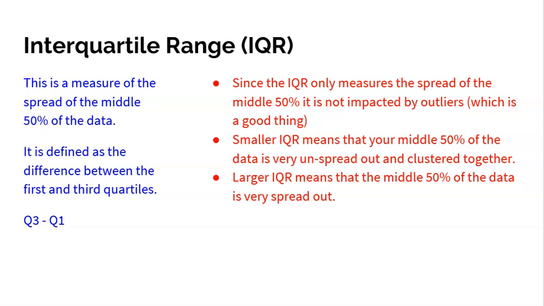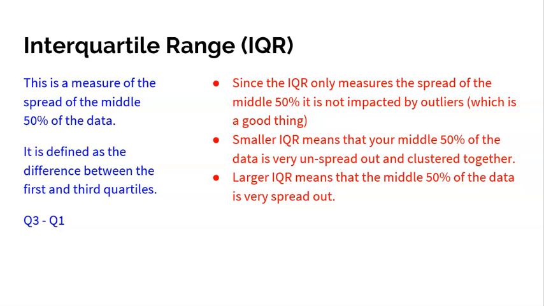Now, why is this a better measuring tool for spread? Well, because it doesn't get impacted by outliers. So if you do have that $1 million house, well, remember, I don't care about the overall range. I just care about the range of the middle 50%. A smaller IQR means that your middle 50% of your data is unspread out and clustered together. A very large IQR means that your middle 50% is very, very spread out.